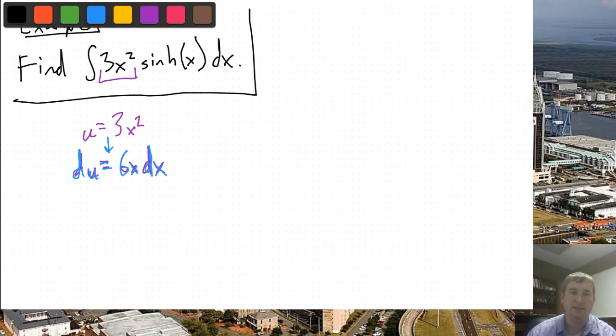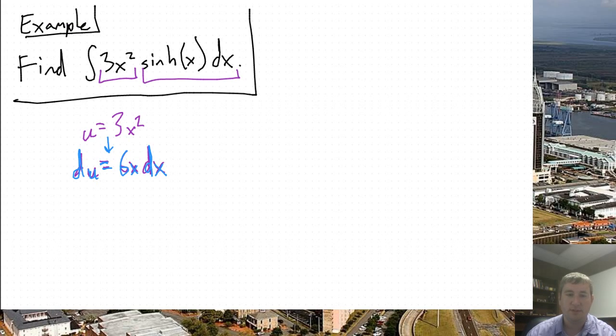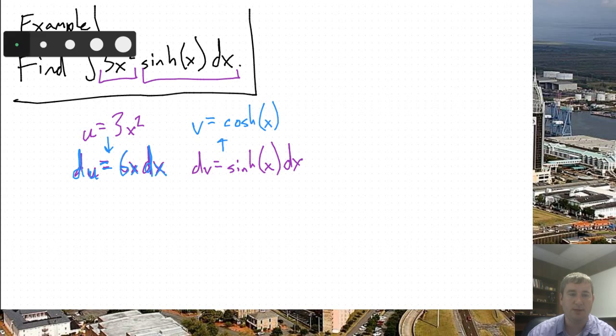So that means my leftovers, dv, should be hyperbolic sine x dx. And the nice thing about hyperbolic functions is that you don't have to worry about negatives. Sine becomes cosine, cosine becomes sine, and that will be great. So now let's put it all together.